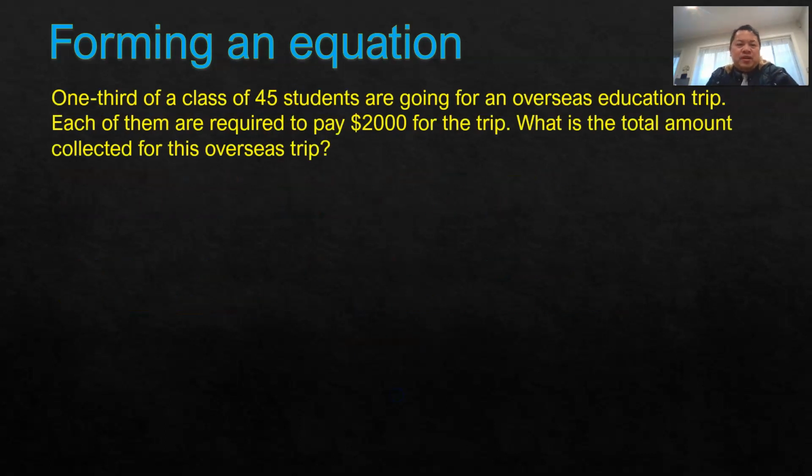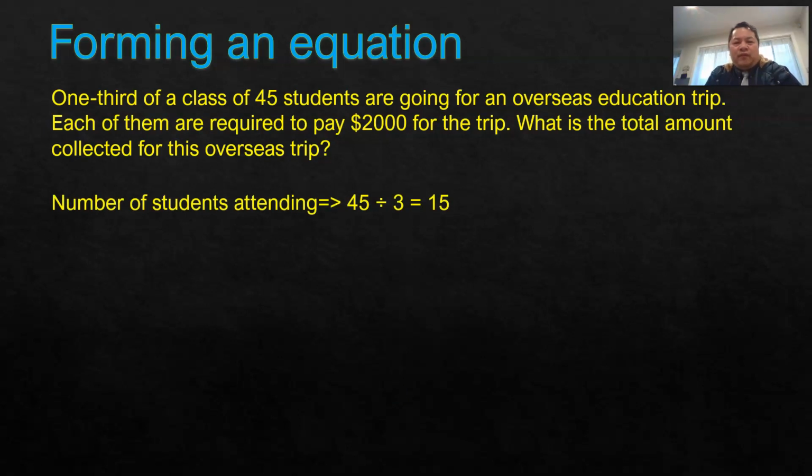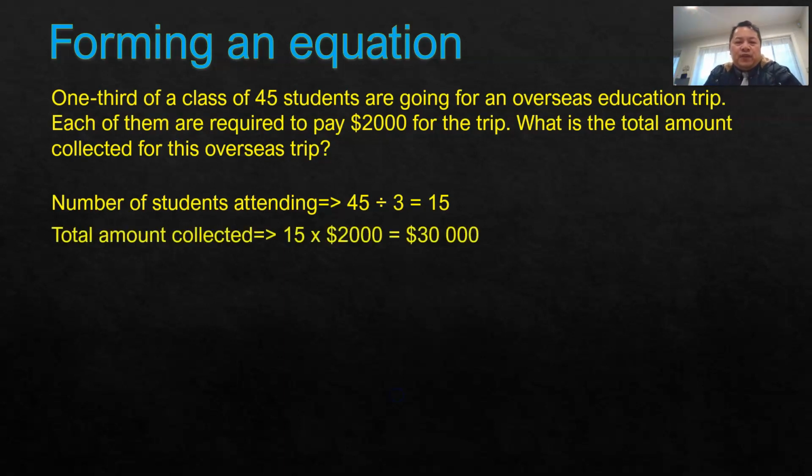Okay, one more question here. 1/3 of a class of 45 students are going for an overseas education trip. Each of them is required to pay $2,000 for the trip. What is the total amount of money collected for this trip? Again, in the past, you would see how many students are going for this trip, which is 45 divided by 3, because 1/3 of the class are going. So 15 of them. So 15 times $2,000 each. So the total collected will be $30,000.